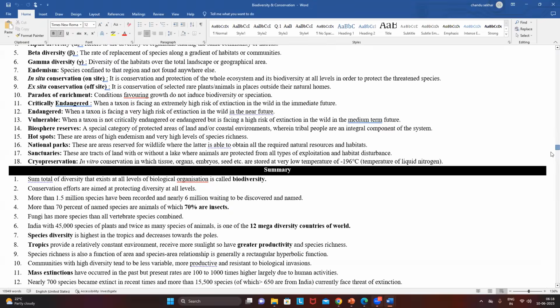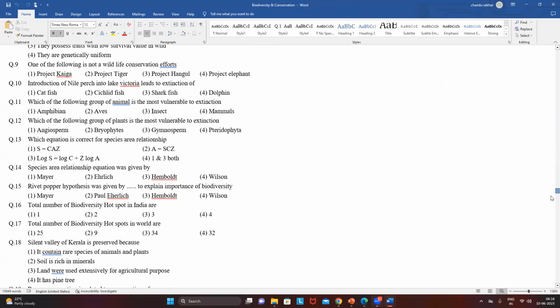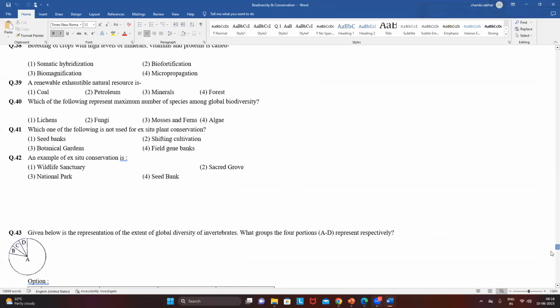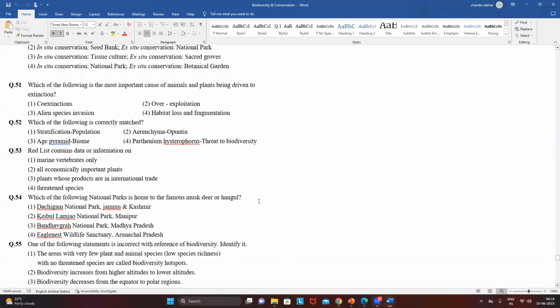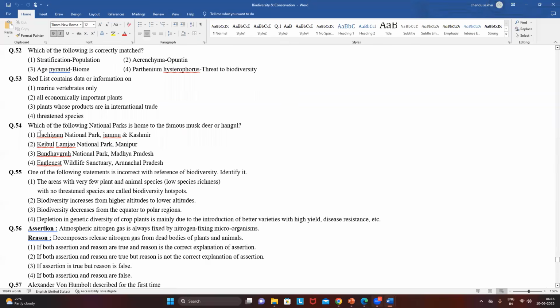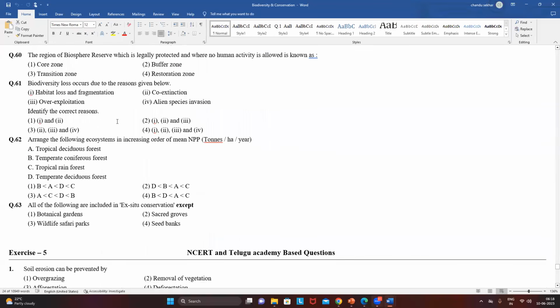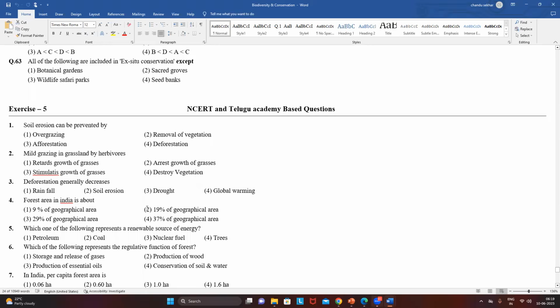For the entire in situ conservation and entire ex situ conservation in unit 5, whatever I have shown, all the questions are here. So I want you to make use of those questions, compulsorily, mandatorily. This kind of question is very, very common: name of the organism or animal and in which park it is protected. That's an extremely important one. Trust me, you are going to get that kind of questions.